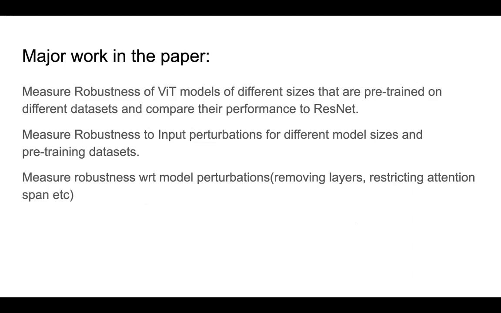So that was the high level review of vision transformers. Now we come to this paper. What is the work of this paper? What this paper tries to do is measure the robustness of ViT models of different sizes that are pre-trained on different data sets, and compare the results to the performance of ResNets, the previous state of the art.